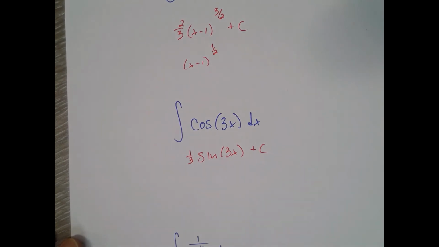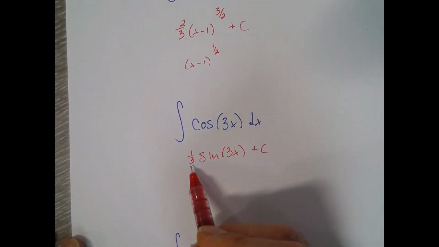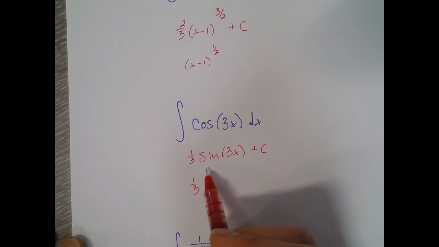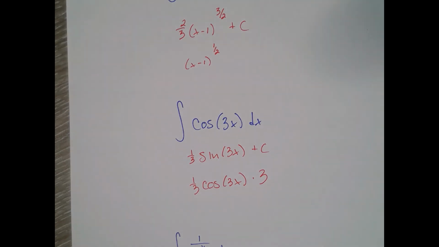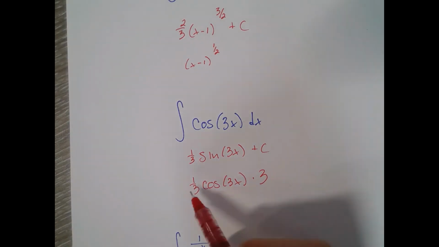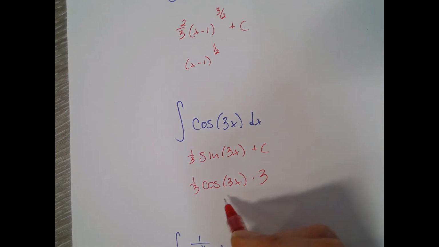Again, finding the derivative, the 1/3 floats. The derivative of sin(3x) is cos(3x) times 3 because of the chain rule, and then the 3 and the 1/3 divide off, so I have cos(3x), which is what we started with.